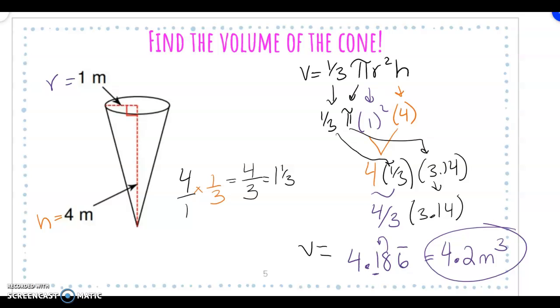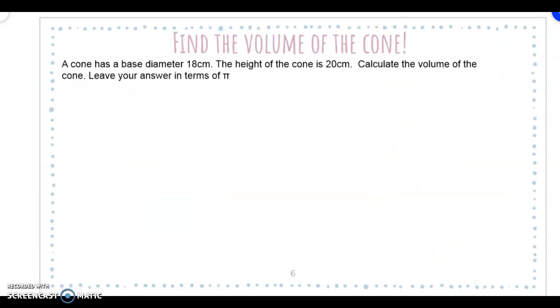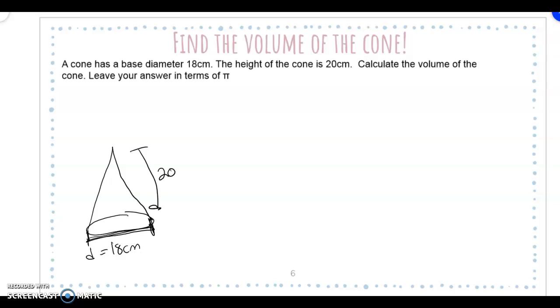Let's try our last few ones here. So now we have actual word problems. Remember, a good strategy when dealing with a word problem is to draw it out. A cone has a base diameter, so all the way across, of 18 centimeters. The height of the cone is 20 centimeters. We need to calculate the volume and leave in terms of pi.